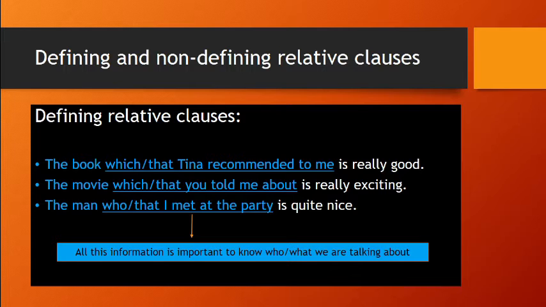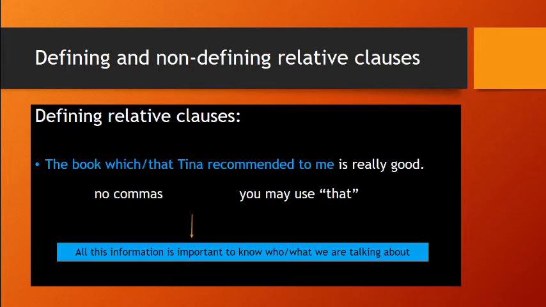They define words like book, movie, and man. And this is why they are called defining relative clauses. And now there are certain rules for defining relative clauses. Let's have a look at the next slide.